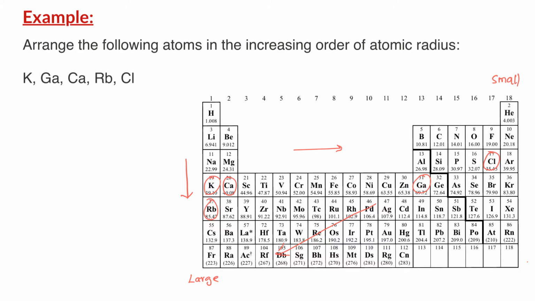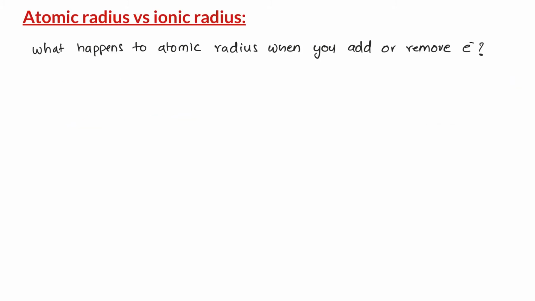So, if I have to arrange these atoms in the increasing order, I start with chlorine, followed by gallium, followed by calcium, followed by potassium, followed by rubidium.